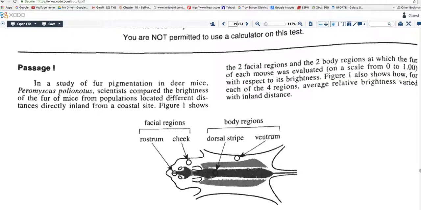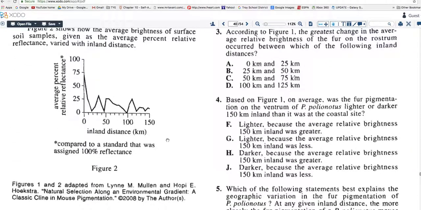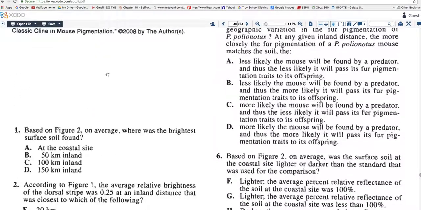Alright guys, let's do the first three passages of 73C, science. Okay, so who can explain number 1? Yeah, Rithik. Okay, so number 1 is, in figure 2.